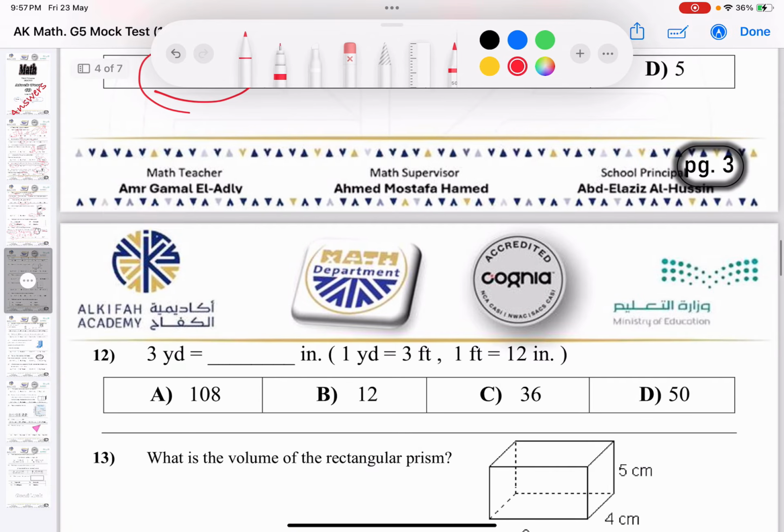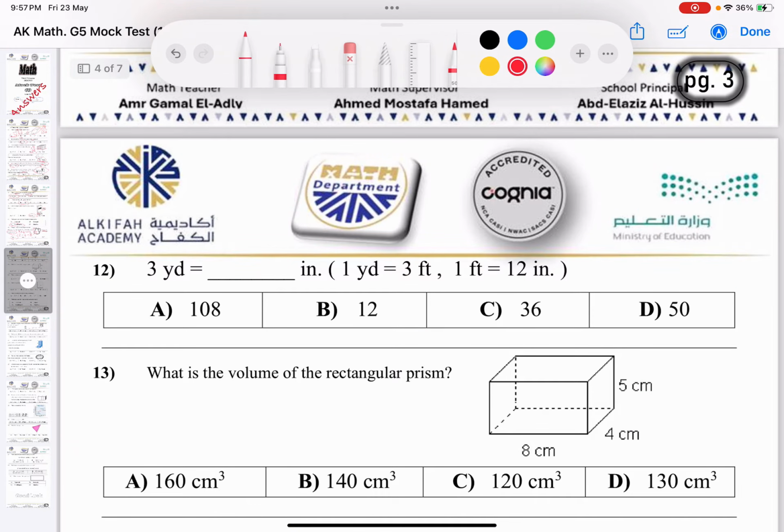Okay, now the next one, 3 yards equal how many inches? We know that 1 yard equals 3 feet and 1 foot equals 12 inches. So we have 3 multiplied by 3 equals 9. So we have 9 times 12, it will be 108.